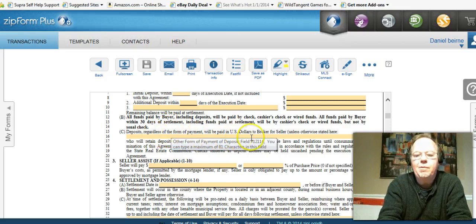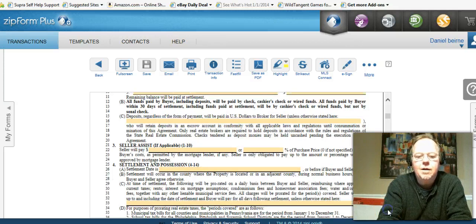Deposits, regardless of form of payment, will be paid in U.S. dollars. Obviously, we don't want to have to accept currency from other countries. The deposits must be kept in an escrow account conforming with all applicable laws in Pennsylvania. If it's a broker's escrow account, that means it's in a non-commingled account, and the broker can't even release it, even if he wants to, unless both parties give him written instructions or a judge tells him to release it.